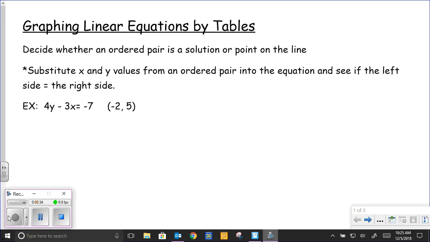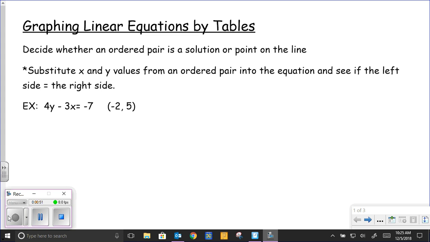First, you're going to decide whether or not an ordered pair is a solution or a point on the line. That could be a question that they ask on a test. So, it's very simple to do. You're just going to substitute x and y values from an ordered pair into the equation and see if it matches. The left side obviously should equal the right side.